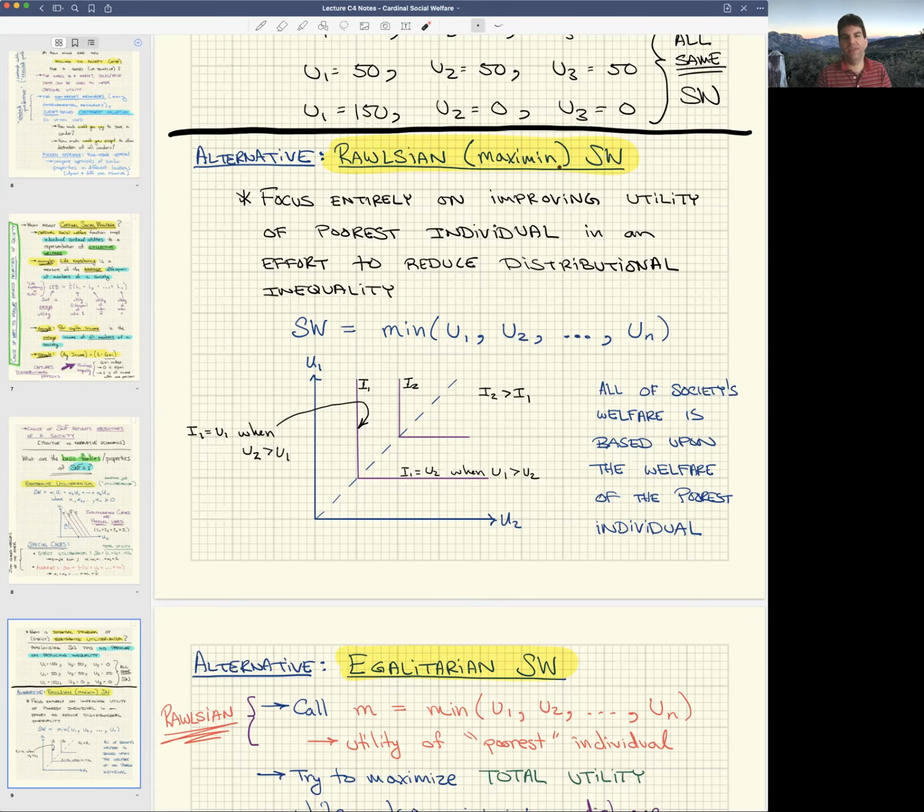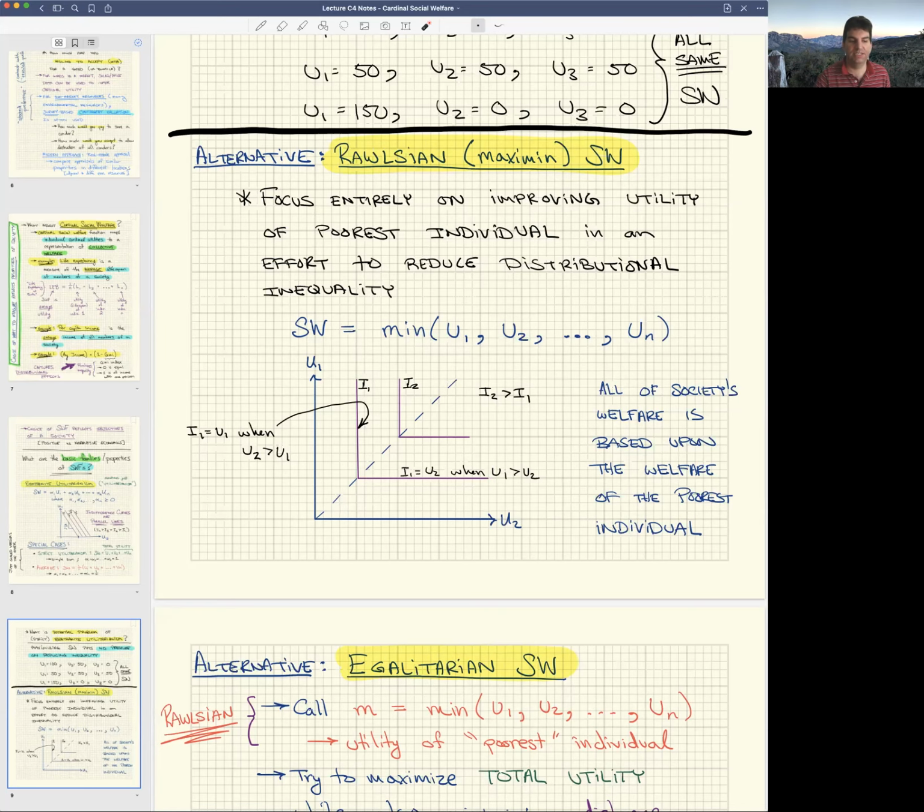So here, rather than adding up the utility and saying that's our social welfare, Rawls took the other extreme approach and said, what if we look across all individuals and say who's doing the worst? So our social welfare is the welfare of the worst off individual. We ignore anyone who's doing better than the worst off individual. We take the minimum across all individuals. And when you do that, you get indifference curves.